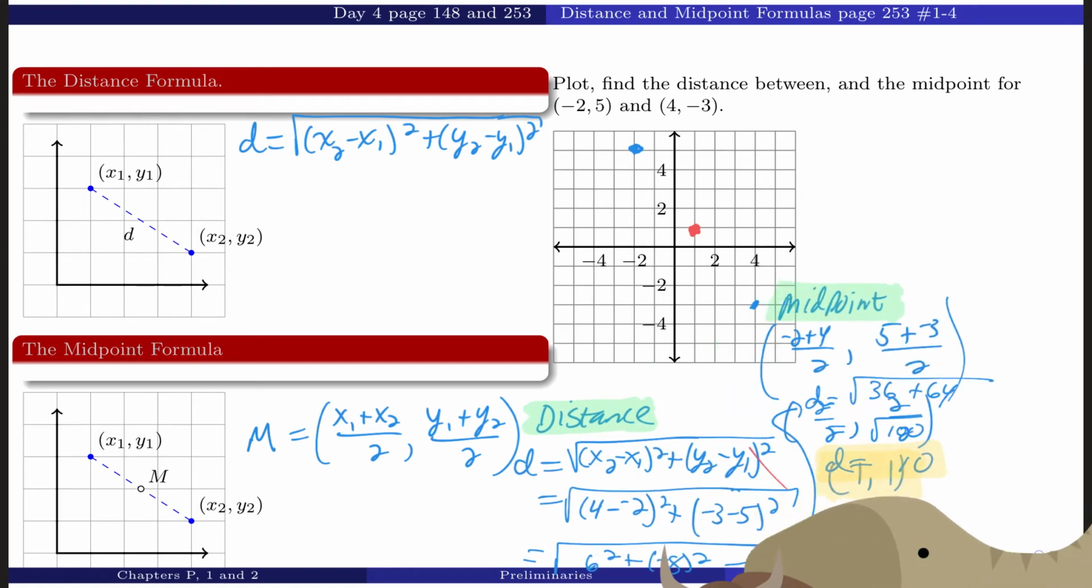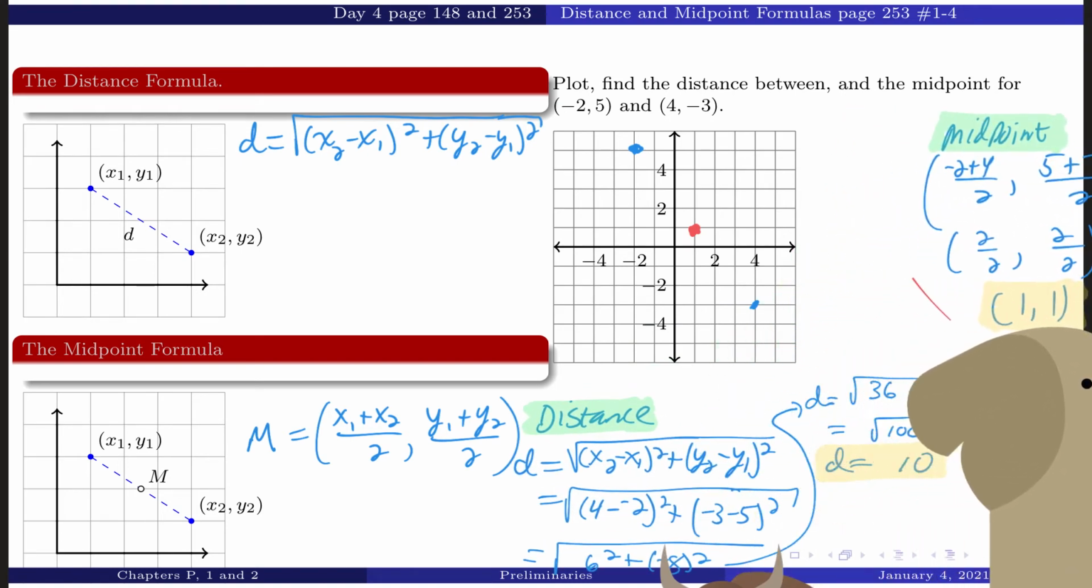That makes sense because if I take and draw a straight line between these 2 points but make it into a triangle and count boxes, what we have is a triangle that is 6 boxes across, 8 boxes up, so that would lead us to a hypotenuse of 10 using 6, 8, 10 triangles or 3, 4, 5 triangles. I don't know if you learned those shortcuts in geometry, but the distance formula here always works. So if you use the distance formula, you won't have to remember your geometry shortcuts.